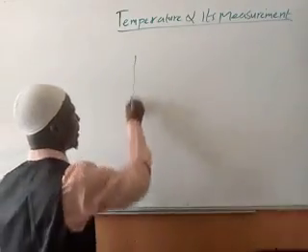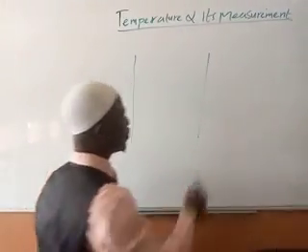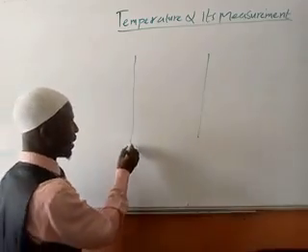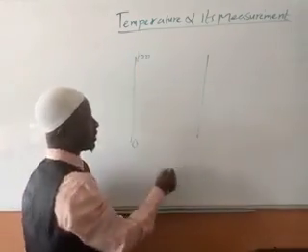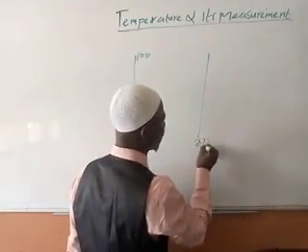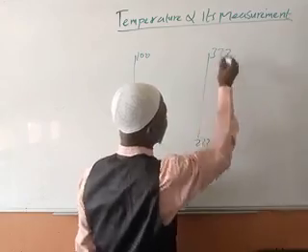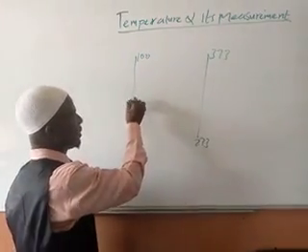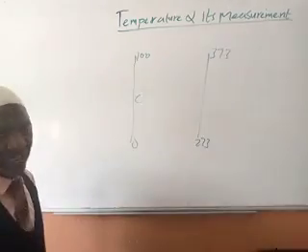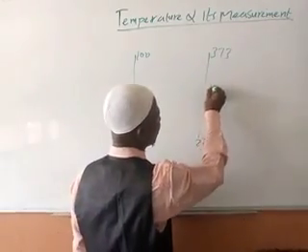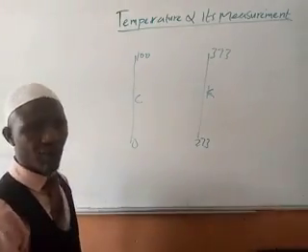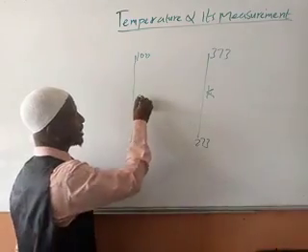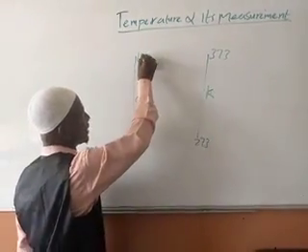Now we have this. The first thing you need to do: let's say this one is Celsius, 0, then 100. This is Kelvin, 273, then 373. Let's represent this one with C as Celsius and this one with K as Kelvin. If I want to convert, I will just say this minus this over this minus this.